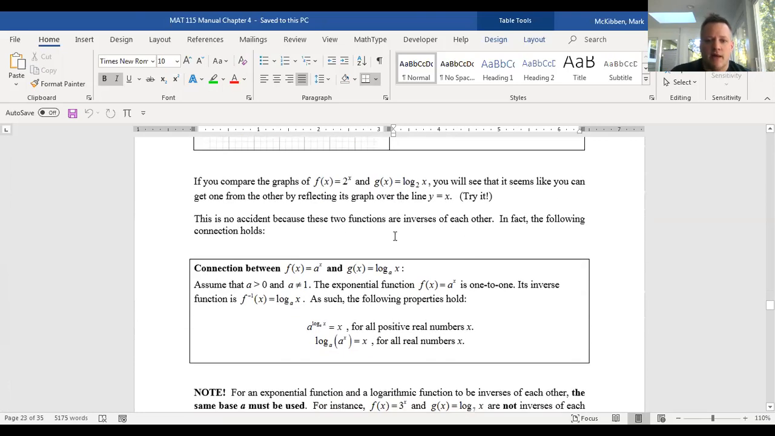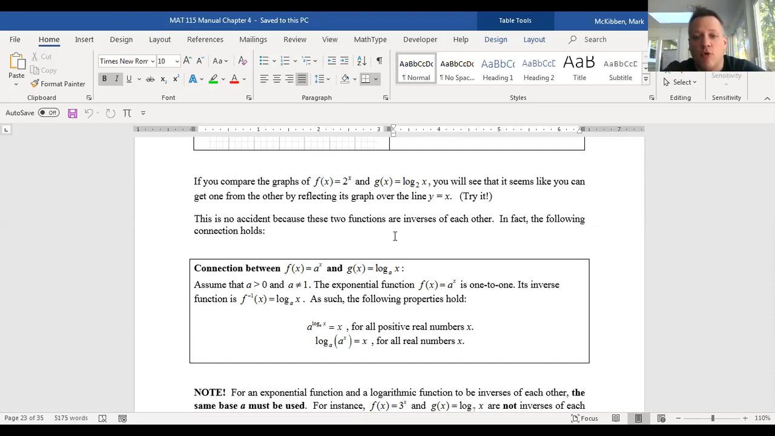Okay, so now let's actually look at this. We want to compare the graphs of 2 to the x and log base 2 of x, right? What we have seen so far is that they seem to undo each other, and we saw that with the equations. If you take log base 2 of 2 to something, you just get that something back. Likewise, if I take 2 to the log base 2 of something, I'm just going to get that something back as well. They seem to be inverses of each other.